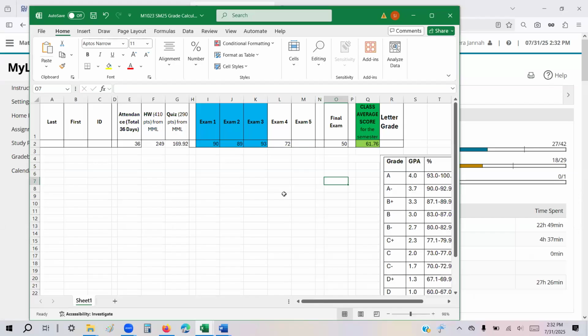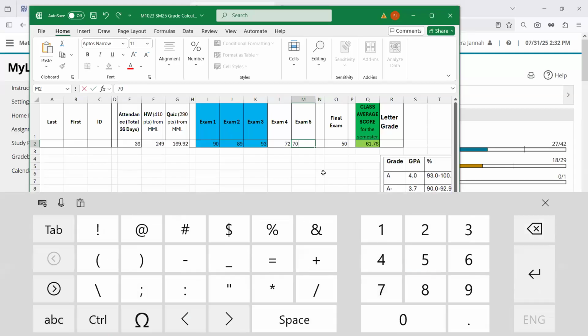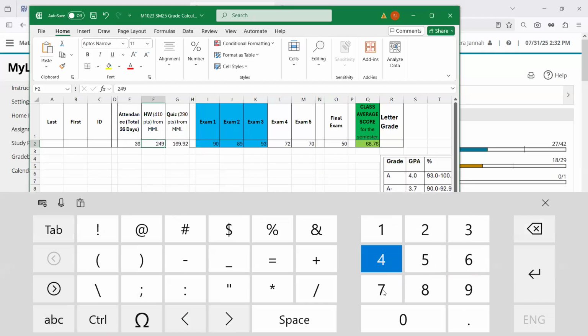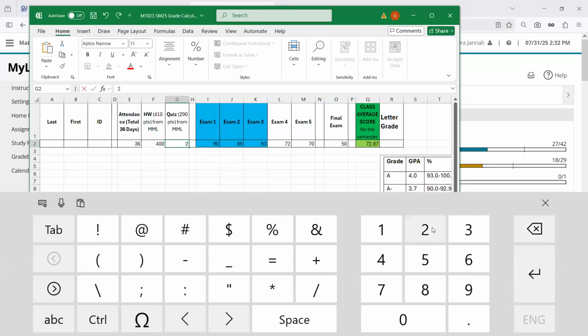Okay, so if you're only looking for passing, as long as you pass the final exam, you pass the class. Exam 5? Really? Okay. So let's put a number for exam 5. Suppose you have 70 in exam 5. And out of 410, let's say you got 400. And out of 290, let's say you have 200.